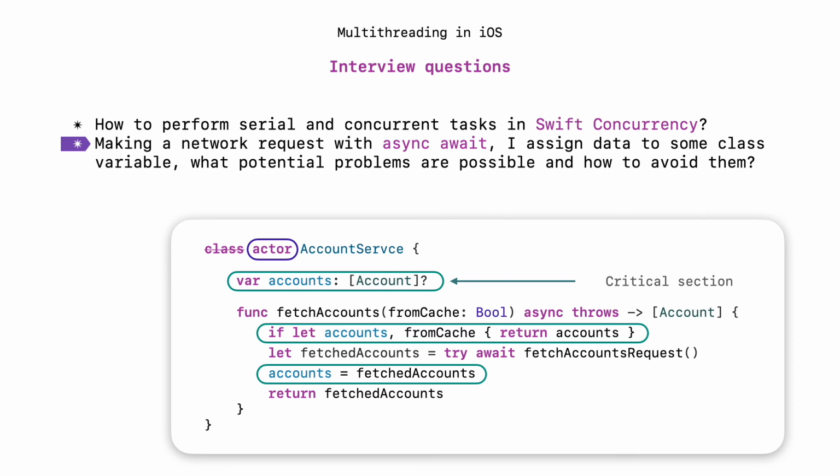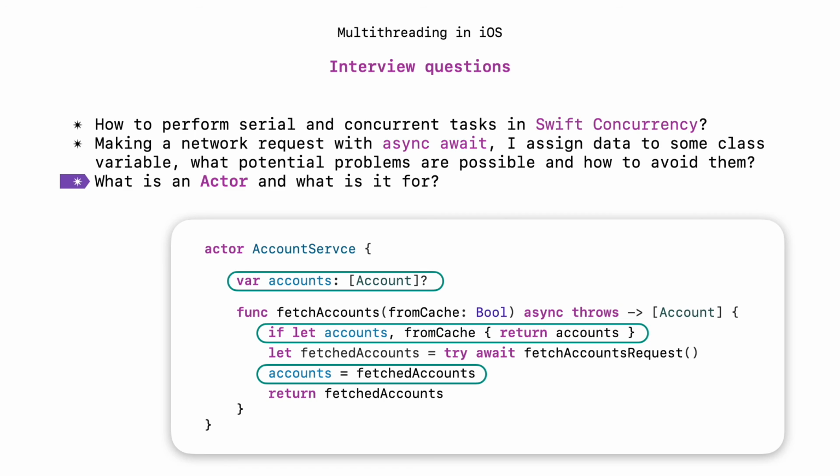Making a network request with async-await, I assign data to some class variable. What potential problems are possible and how to avoid them? Since async-await requests are executed on the cooperative thread pool, you need to understand that the shared data is not protected from parallel changes in different threads. It is a potential error. To fix this situation, we can use an actor instead of a class.